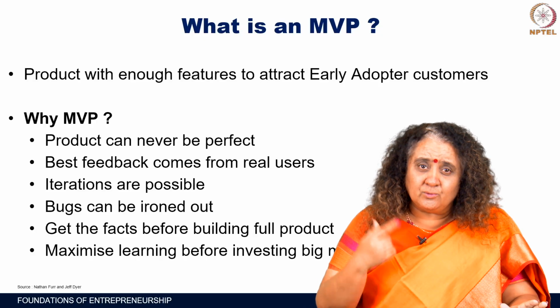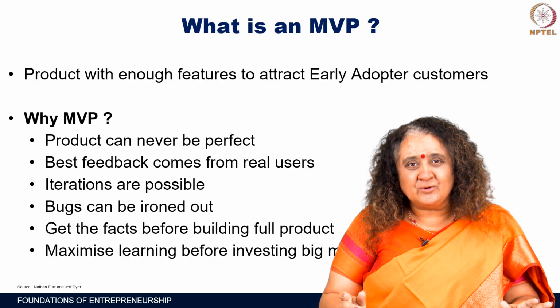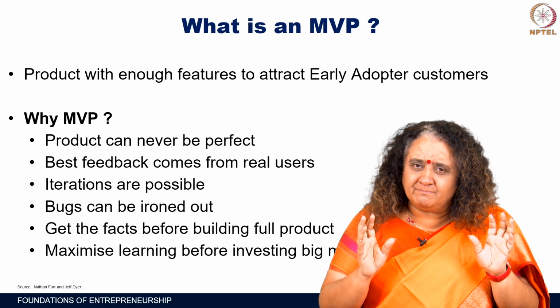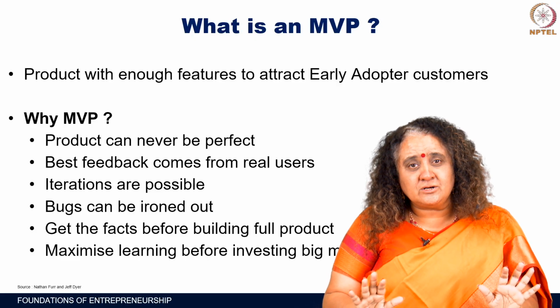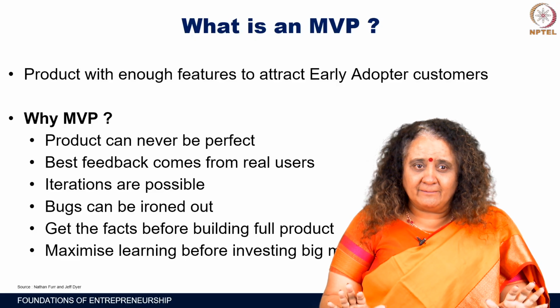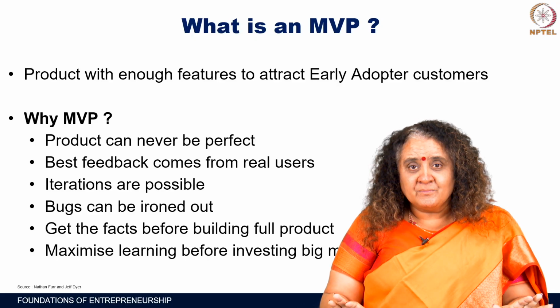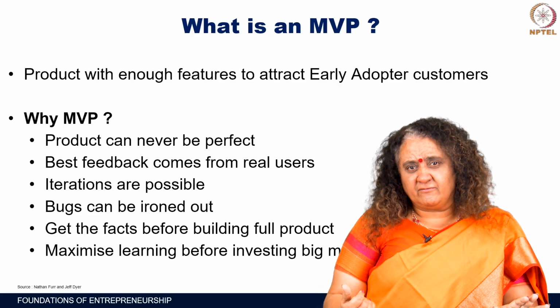So, you can't keep doing iterations and iterations, some competitor will beat you to the market. So, it is best to go to the market when you have the minimum features that are enough for a customer to buy your product. That is the minimum viable product. The product will never be perfect. If you put out an MVP into the market, it is the best way of getting feedback.